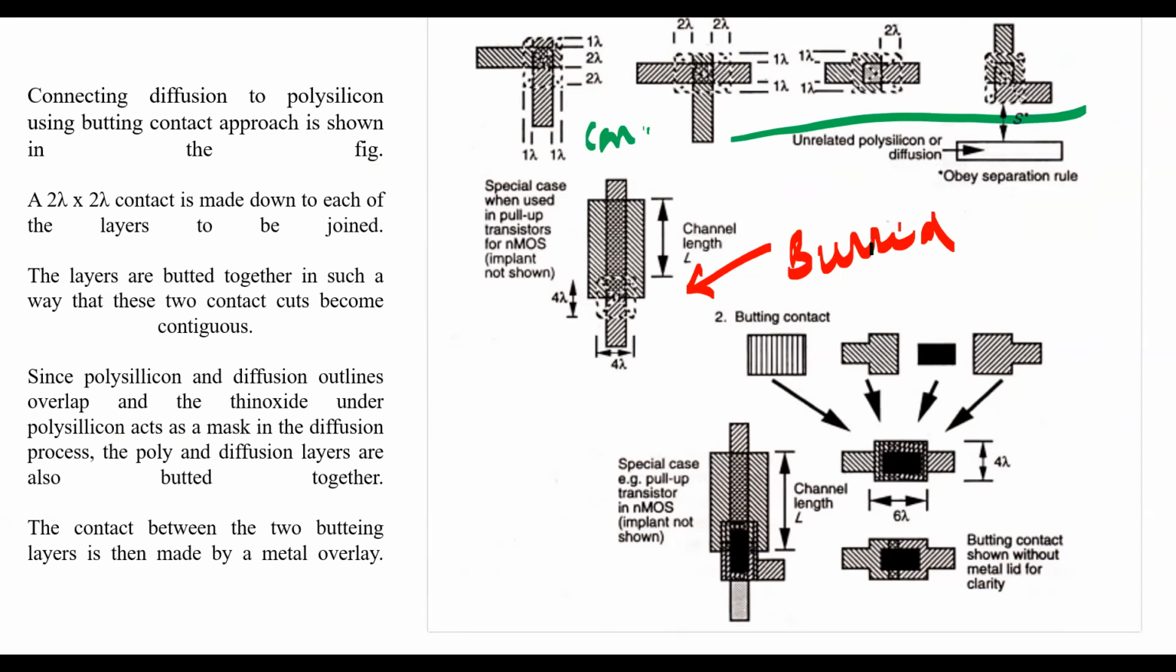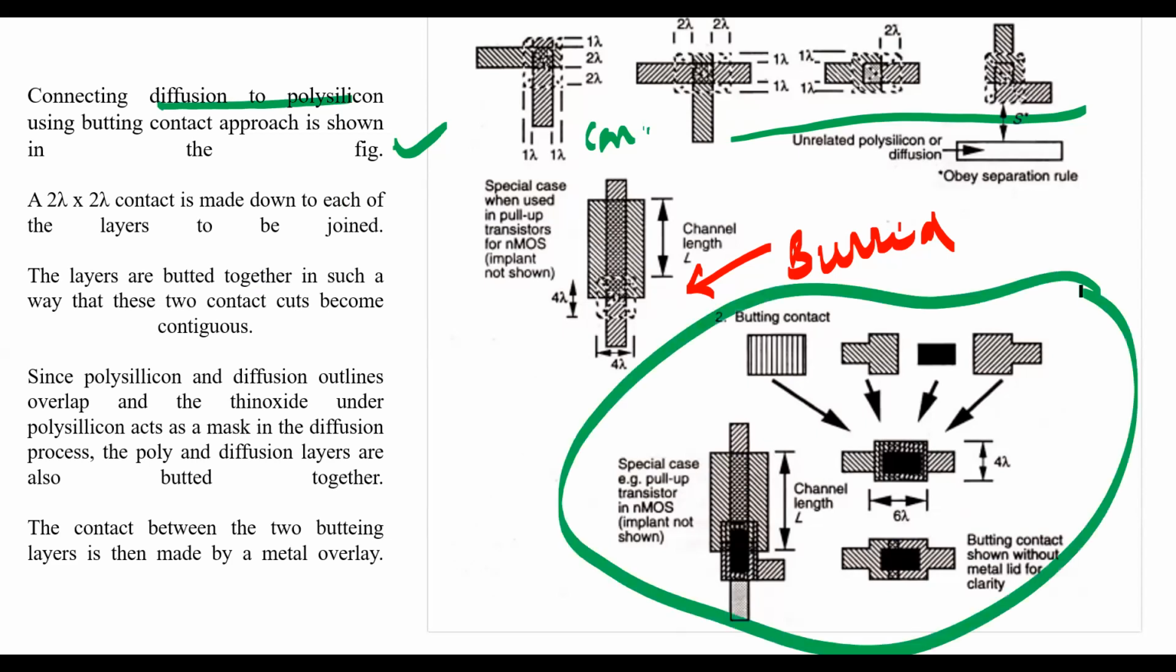Connecting diffusion to polysilicon using butting contacts, we'll explain that later. We are talking only about buried contacts. So 2 lambda across 2 lambda, contact is made down to each. I already explained that. Make a hole, remove the oxide, and fill with other material to join the layers. Since the layers are butted together, I explained this way earlier. So I will move to the next one.